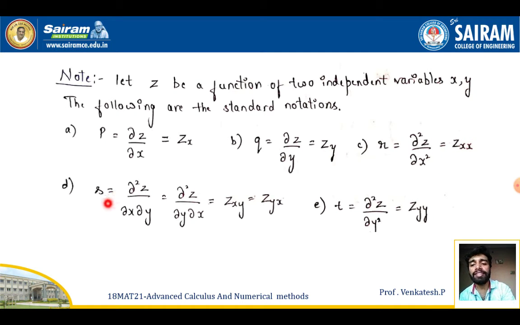Similarly, s is given by ∂²z/∂x∂y, in the sense differentiating the ∂z/∂y equation with respect to x. So I will get ∂²z/∂x∂y, or ∂²z/∂y∂x, differentiating ∂z/∂x with respect to y. So it will be equal to zxy or zyx. So in the problems, we can use these notations to simplify the partial differential equations also. One more is t. t is nothing but ∂²z/∂y². It can be denoted like z double y.